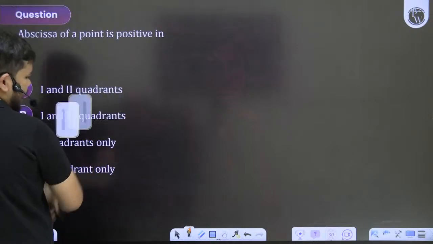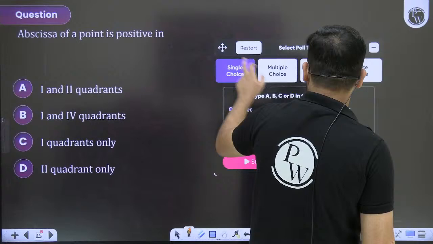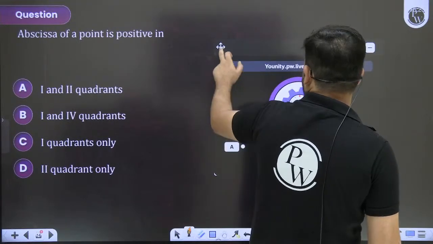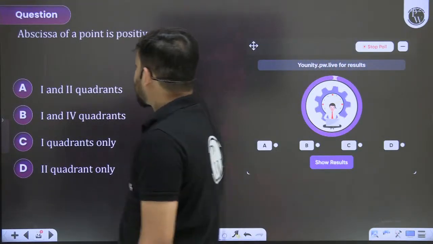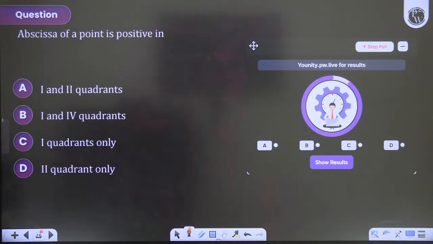Abscissa, you can see, try to attempt this question, poll question. Answer in the comment section, then it will detect your score. The abscissa of the point is positive in which quadrant? Means x values are positive in which quadrant? Answer, everyone.